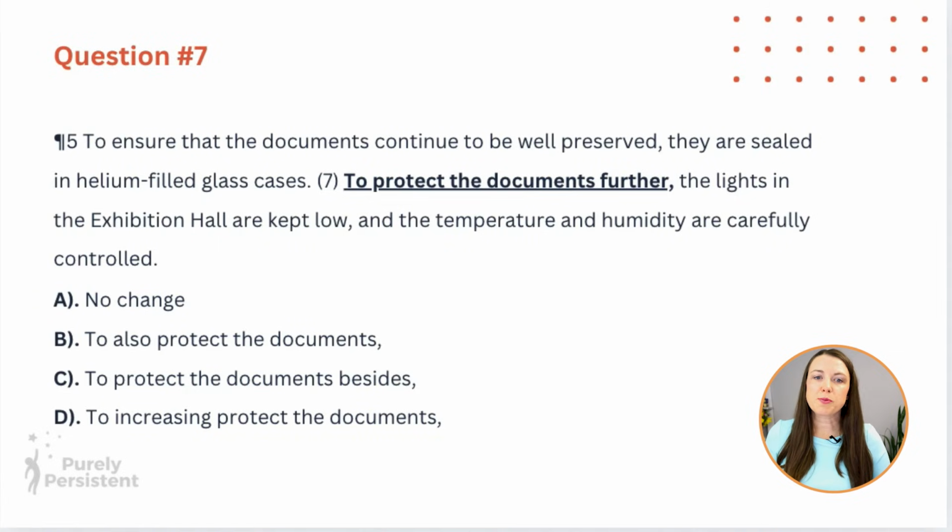So we have here, to protect the documents further, the lights in the exhibition hall are kept low. Or to also protect the documents. So here we're saying also instead of further. Which one really continues the tone of the sentence? Let's look at C. To protect the documents besides, that one doesn't really keep the tone, right? To increase protecting the documents, the lights in the exhibition hall are low. That's not going to be it either, right? So we really have A, to protect the documents further, or B, to also protect the documents. Now, either one would work, but A really maintains the tone and sounds a little bit more professional.